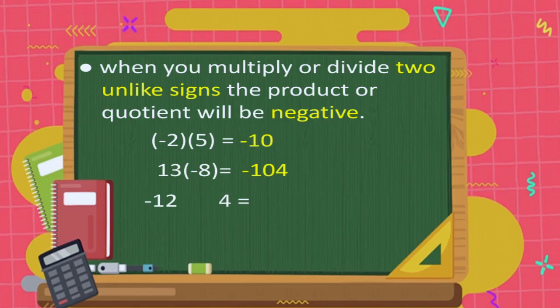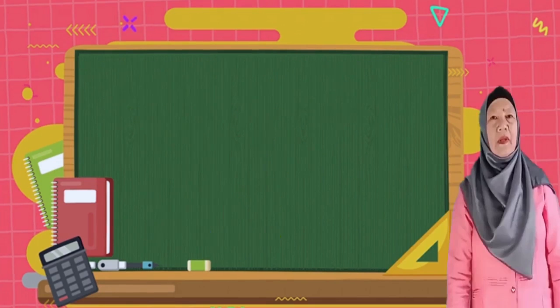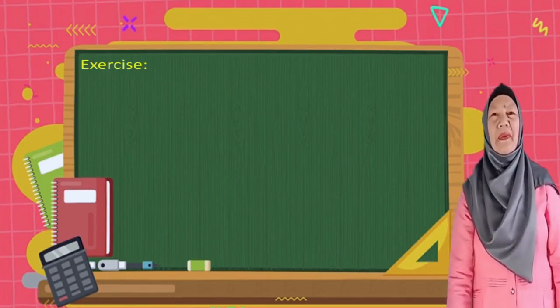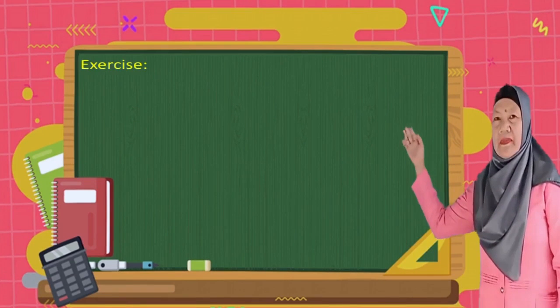Next example. Negative 12 divided by 4. Two unlike signs. The result is negative 3. 12 divided by negative 4. So the result, two unlike signs, the result is negative 3. Do you understand? Okay, let us have our exercises.